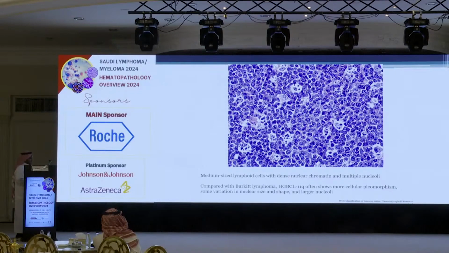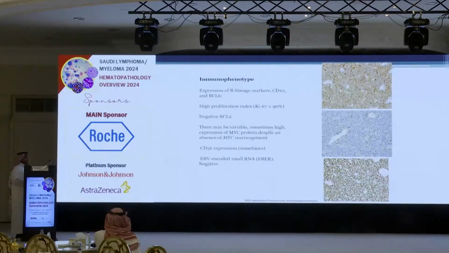The cells usually have dense nuclear chromatin and multiple nucleoli. Compared to Burkitt lymphoma, the high-grade B-cell lymphoma with 11q aberration shows more cellular polymorphism and variation in nuclear size. Sometimes they have enlarged nucleoli. The immune profile is exactly the same as Burkitt lymphoma. Usually they are CD10 positive, BCL2 negative, and have almost 100% Ki67 proliferation. Sometimes they have MYC expression, but when it is there, it is variable.